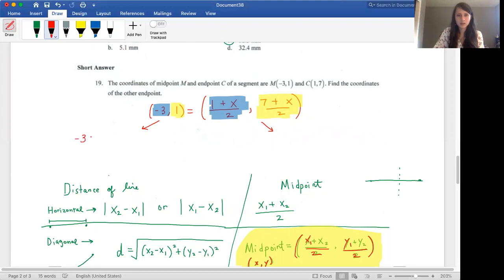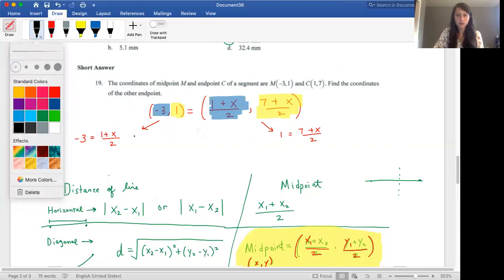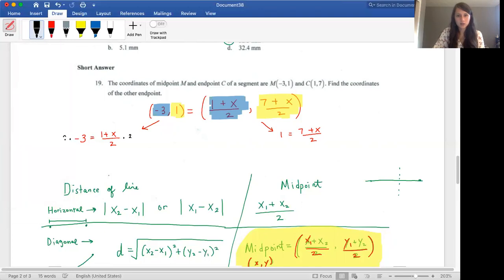So I've got -3 equals (1 plus x) divided by 2. Over here I have 1 equals (7 plus y) divided by 2. So now you can work these out as individual algebraic equations. I'm going to work that out here. You guys can pause and work it out. So mine, multiply by 2: -6 equals 1 plus x, minus 1, minus 1, -7 equals x. And then here I've got times 2 on both sides, 2 equals 7 plus y, minus 7, minus 7. So I have negative 5 equals y here.